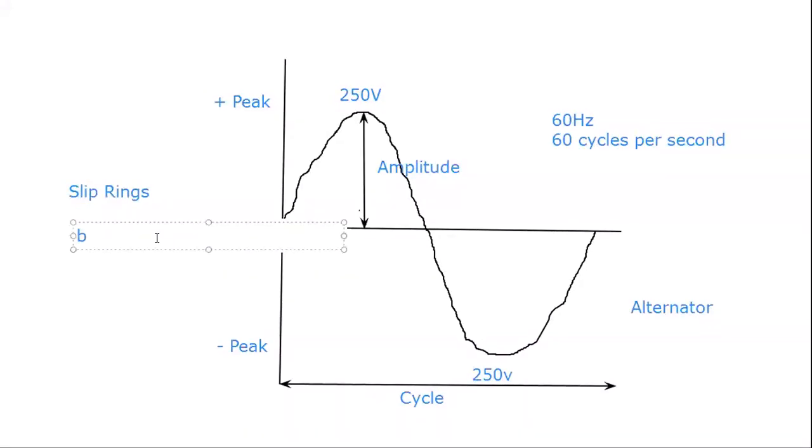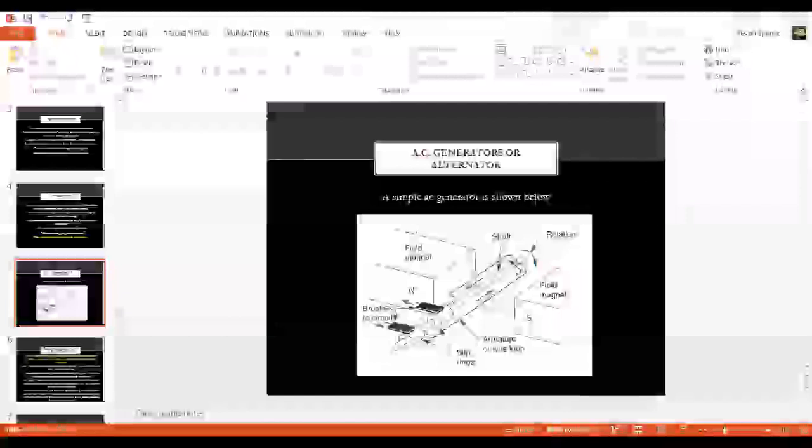We also said that an AC generator is called an alternator. All right. The important part is the slip ring. Another important part are the brushes. Anybody remember what I said about the brushes? No?